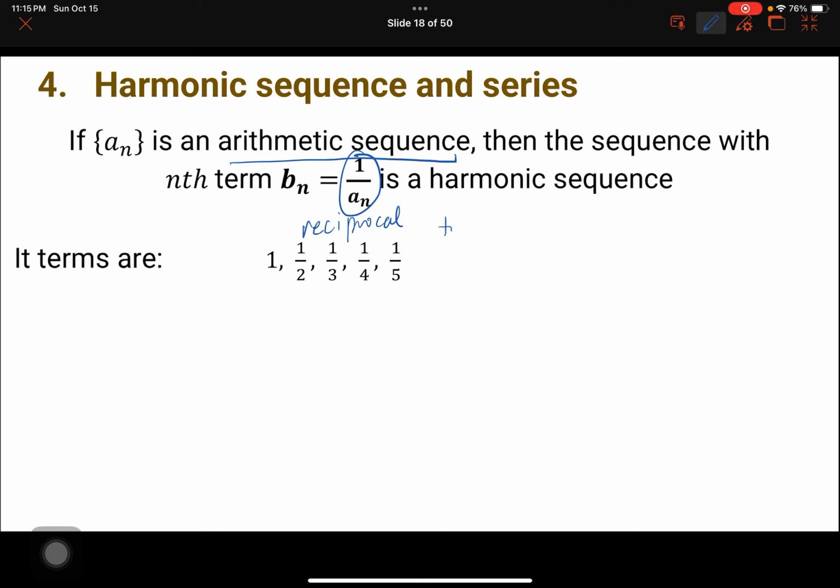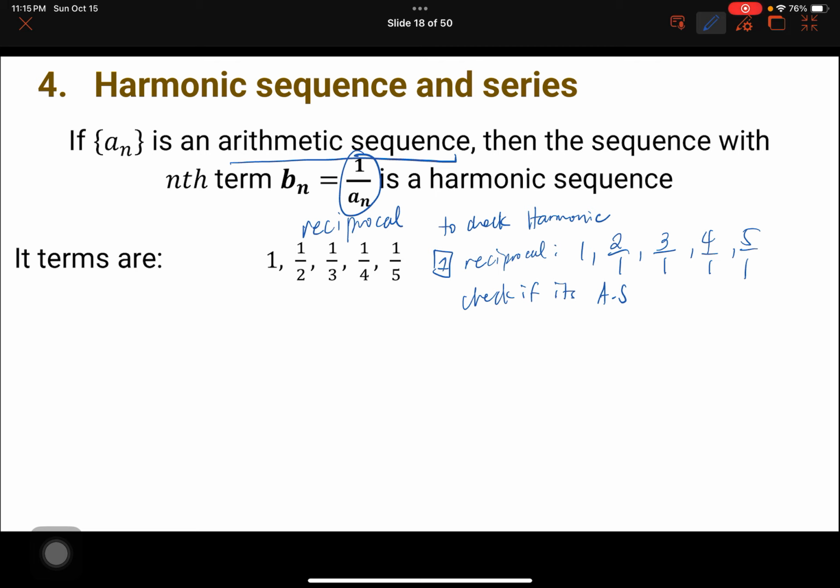So to check if it is a harmonic, kailangan po natin gawin, first step, reciprocal natin muna. So ibig sabihin magiging 1, 2 over 1, 3 over 1, 4 over 1, and 5 over 1. So pagbabalik na rin natin. Then check if it is arithmetic sequence. So kung mapapansin nyo, it is arithmetic sequence kasi may common difference tayo na equal sa 1, di ba? 2 minus 1 is 1, 3 minus 2 is 1.